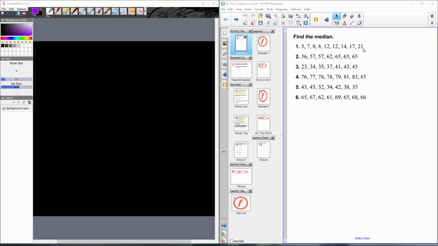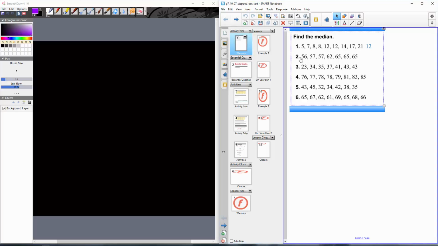So I have to go in 4.5 essentially, right? 1, 2, 3, 4.5. It's right here. So it means that 12 is my median. For this one here, I have 1, 2, 3, 4, 5, 6, 7. So I go in 3.5. So it looks like 62 is my median.